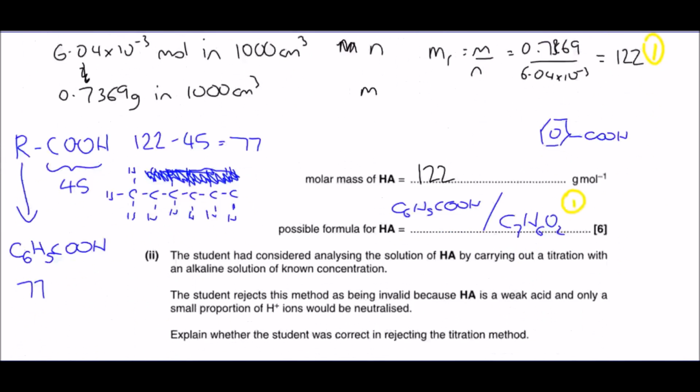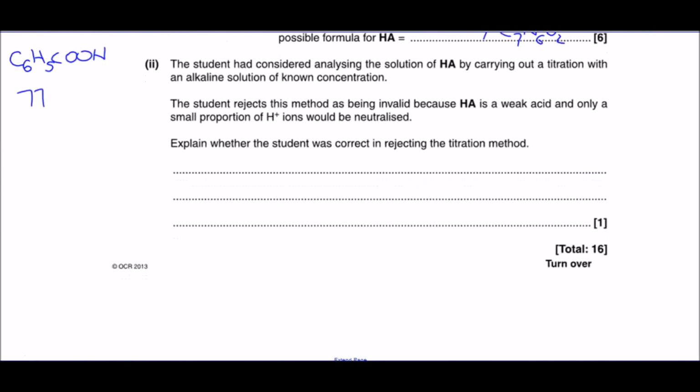Carrying on down to the bottom, the last bit of this question. Considered analysing the solution by carrying out a titration with an alkaline solution of known concentration. They decided not to do that because HA is a weak acid, so only a little bit of the H+ ions would be neutralised. And then you're going to suggest whether this person was correct in rejecting the titration method.